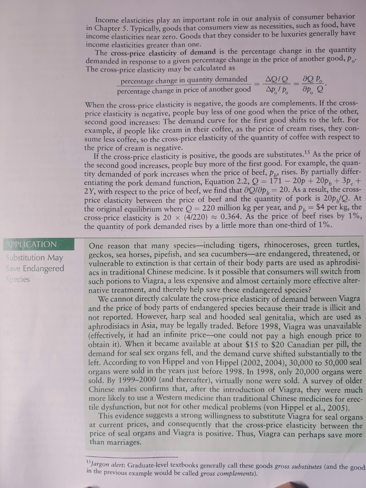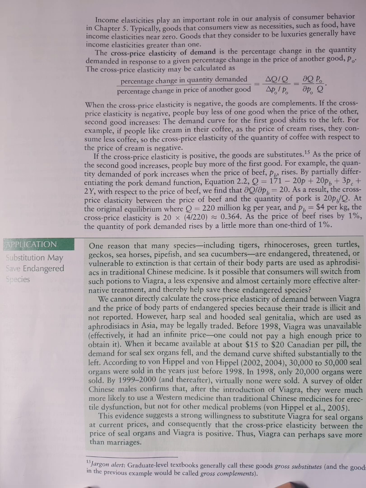At the original equilibrium, where capital Q equals 220 million kilograms per year, and P sub B equals $4 per kilogram, the cross price elasticity is 20 times open parentheses 4 divided by 220 close parentheses, which is approximately 0.364. As the price of beef rises by 1%, the quantity of pork demanded rises by a little more than 1/3 of 1%. Application: substitution may save endangered species.